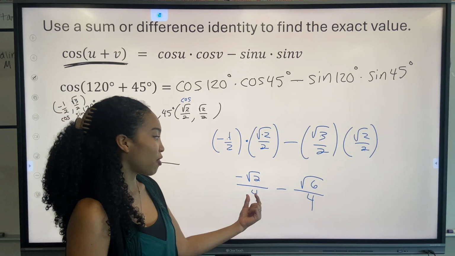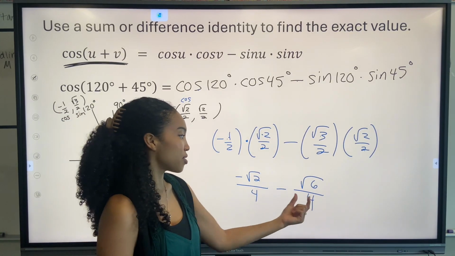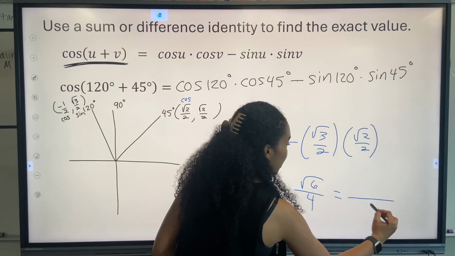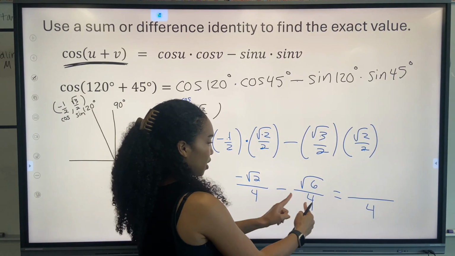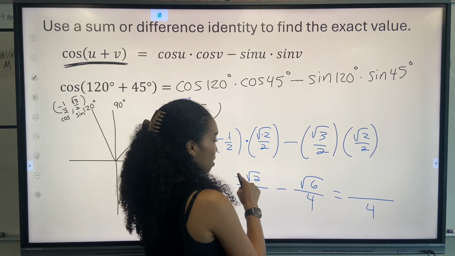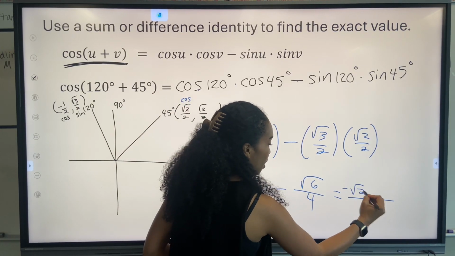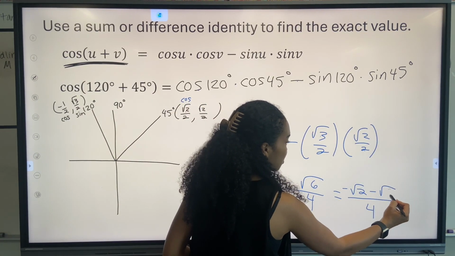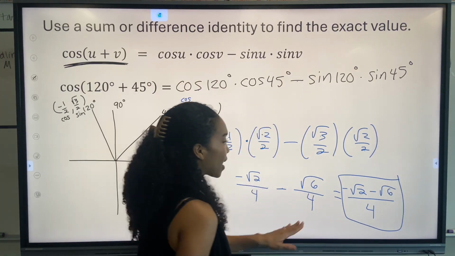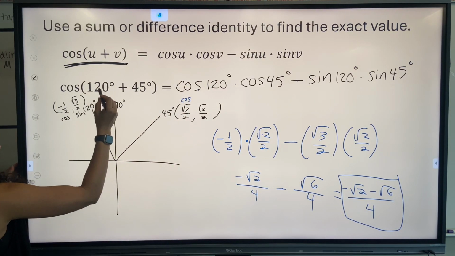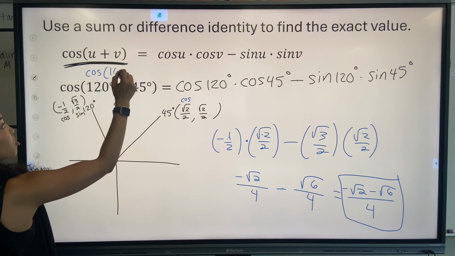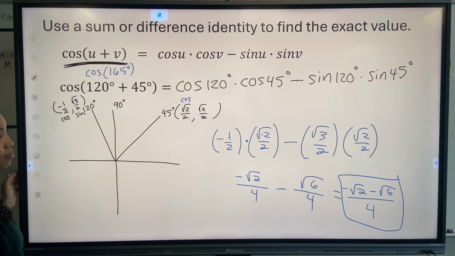Now notice, my fractions have the same denominators. That means I can write it as one fraction. So the denominator will stay the same. And then you just combine the numerators. This is negative square root of 2 minus the square root of 6. And that is the value of cosine of 165 degrees. Let's try another example.